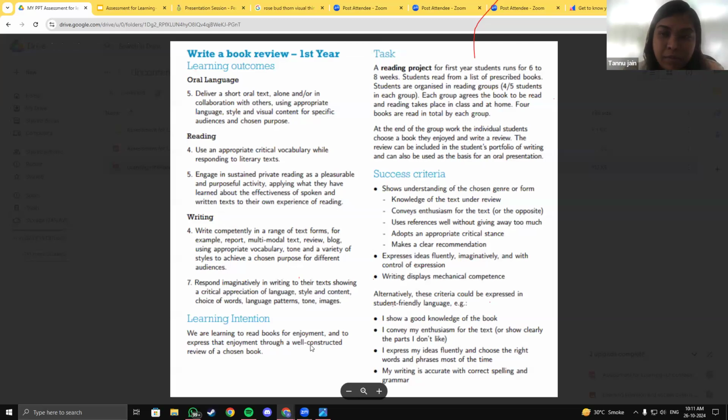Right. So the learning intention is just a statement that is used in order to summarize your learning outcomes. At the end of this particular project, what are you wanting the students to do? So what will they do during this activity, during this project? They will learn to read books for enjoyment, and we will express that enjoyment through a well-structured review of a chosen book. So they will review a book, okay? And the success criteria is your rubric or checklist, okay?